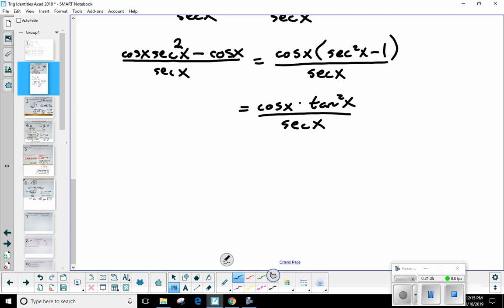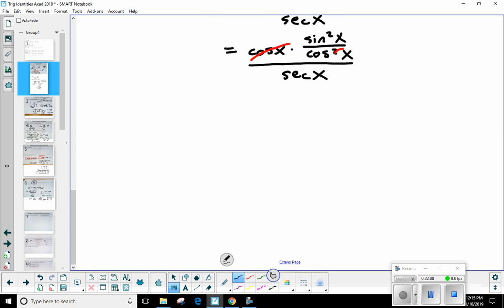Tangent is sine over cosine, right? Okay. So we could say cosine of x times, this would be sine squared of x over cosine squared of x all over secant of x. Okay. And if the cosine, okay. We're almost there. There you go. Secant is 1 over cosine, right?